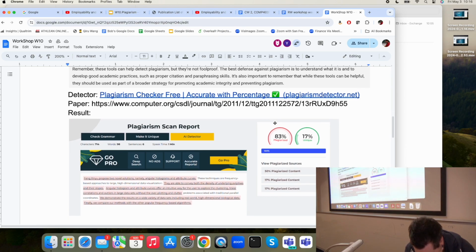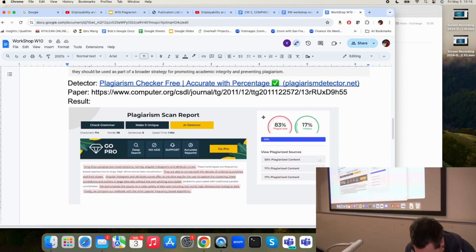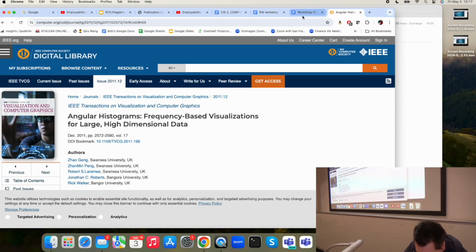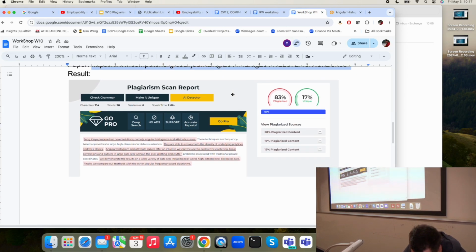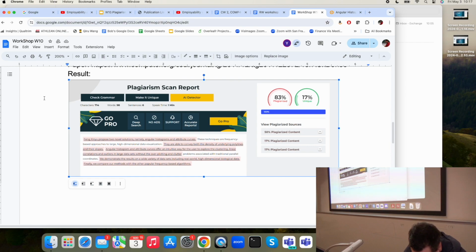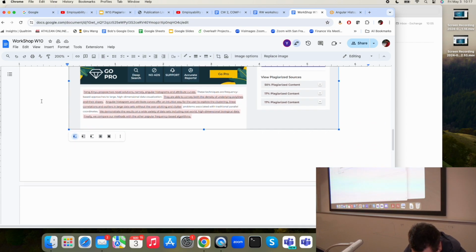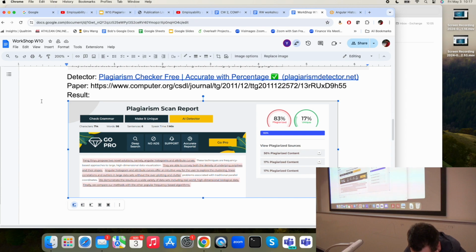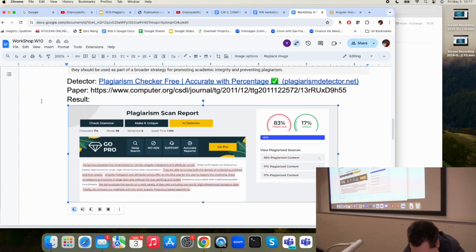Okay, so you did which paper? Which paper is that one? Okay. So what does this... Okay, 83% plagiarized. So this is basically working. That one seems to be working, which is good. Okay. So we have one example that works. Plagiarizeddetector.net. That's good.